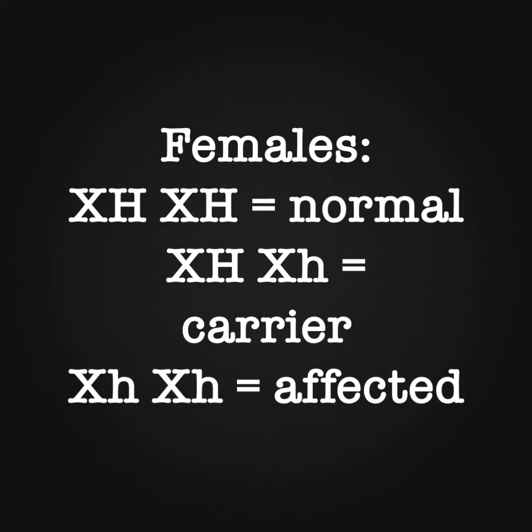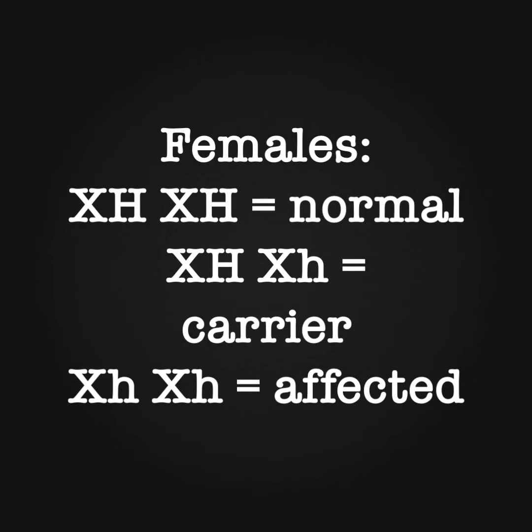Females can have 3 possible genotypes for a sex-linked trait. We represent these traits with an X and a superscript. In this case, I've decided to use the letter H, but really you can use any superscript you want. X big H would mean that female is normal. X big H, X little h means that the female is normal, but is a carrier for whatever disorder or trait you're talking about. Again, one example is color blindness.